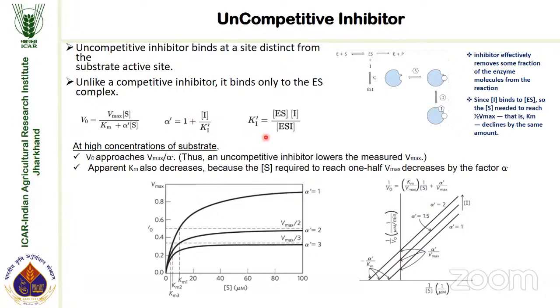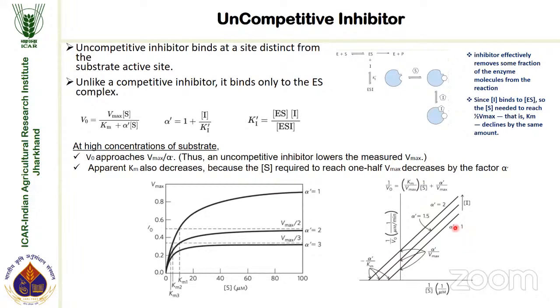So this inhibitor constant will be based on this complex. If you define the Ki, use the law of mass action: ES plus I, the product, divided by ESI, so you have Ki. The inhibitor effectively removes some fraction of the enzyme molecules, and I binds to ES. So the S needed to reach half Vmax will again decline. Km declines by the same amount.